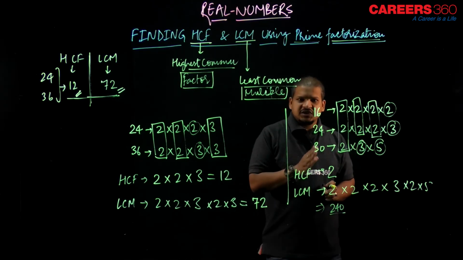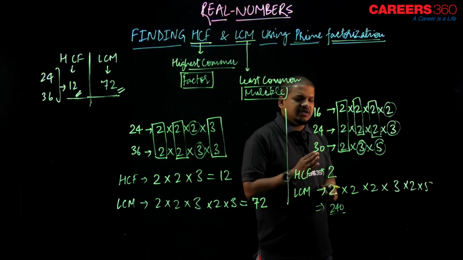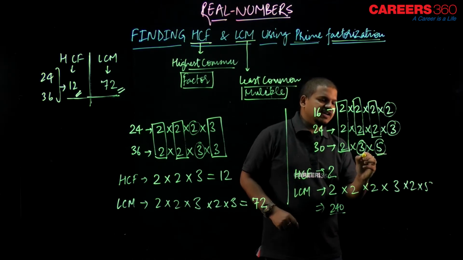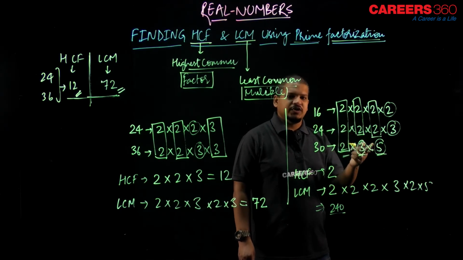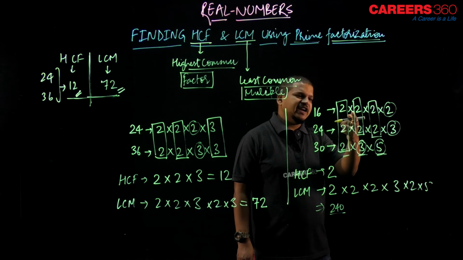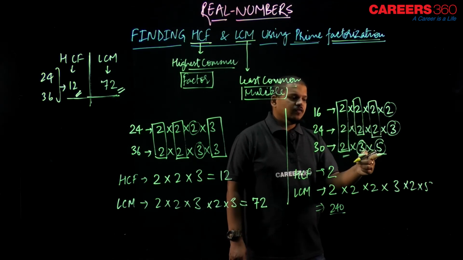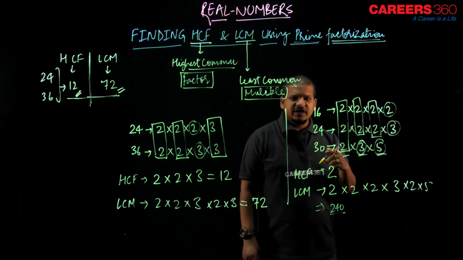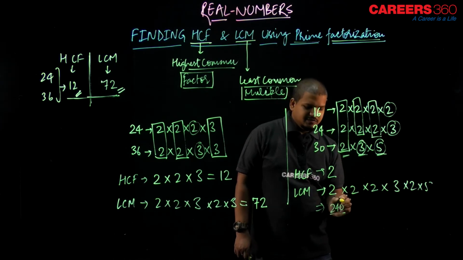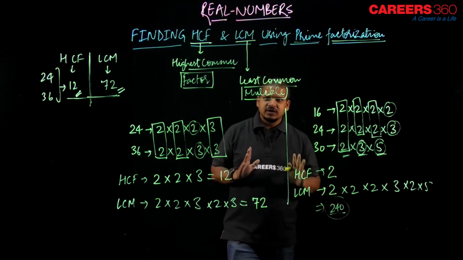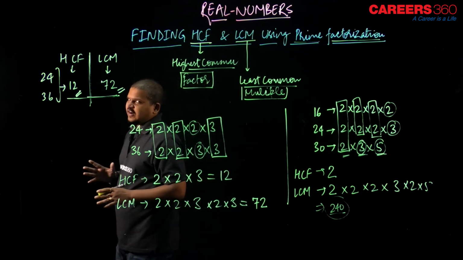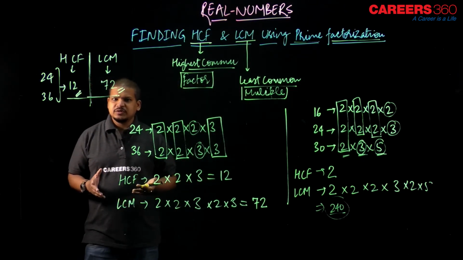And then 30. 30 contains 5, 3 and 2. 2 and 3 already I have counted, right? In the earlier case there are plenty of 2s and plenty of 3s. What I am remaining with is 5. So if I multiply 48 by 5, I will be getting this number, and that is nothing but the LCM of the given numbers. So that's how I can find the LCM and HCF using prime factorization.